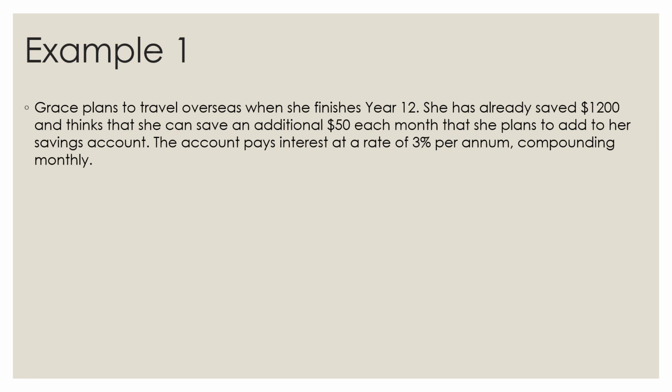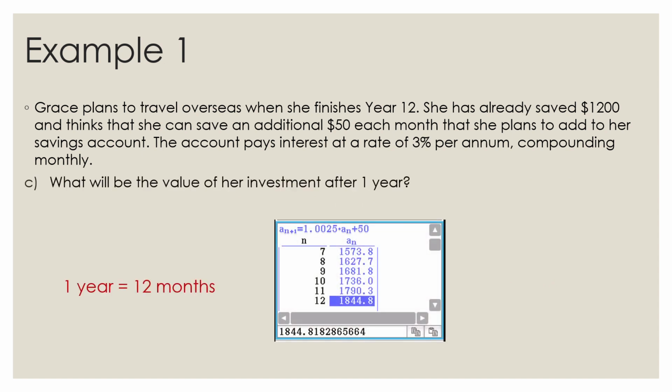All right, as we continue on, what will be the value of the investment after 1 year? 1 year is equal to 12 months. Once again, scrolling down, and you end up with $1,359.40. Fairly self-explanatory once you've got the recursive formula.